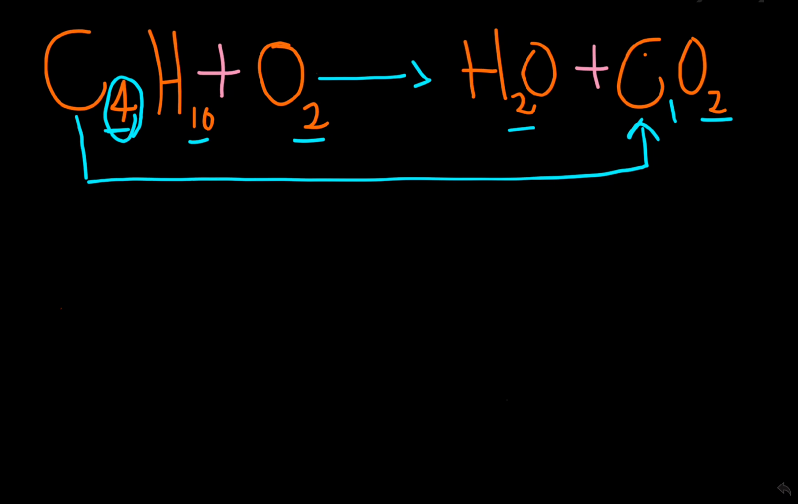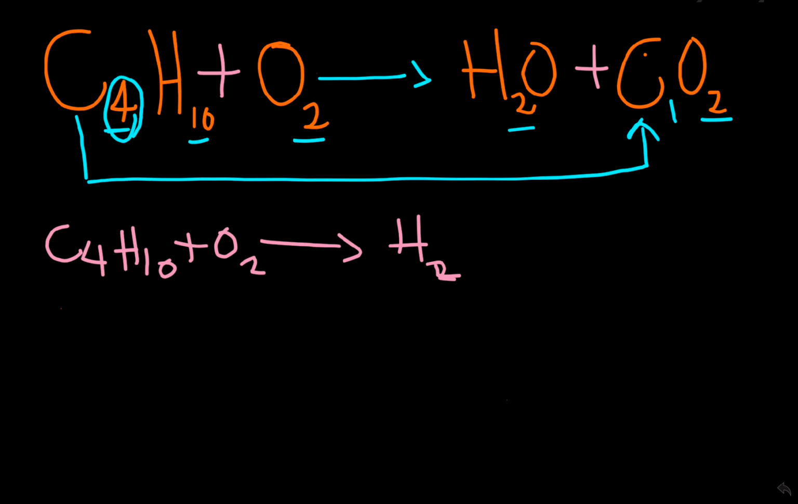What we'll do next is that we'll add 4 moles of carbon. Here's how to do that. C4H10 plus O2 on the reactant side, giving us H2O plus, I'm going to be writing 4 now, 4CO2. Now, we'll go again. We have 4 carbon here, and we also have 4 carbon here. So the carbon is balanced.